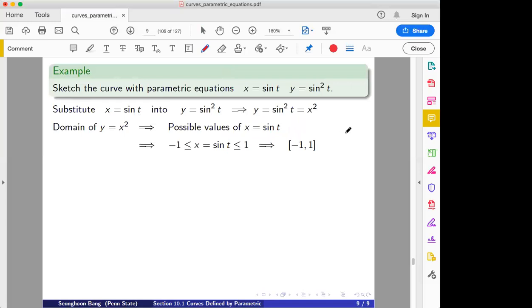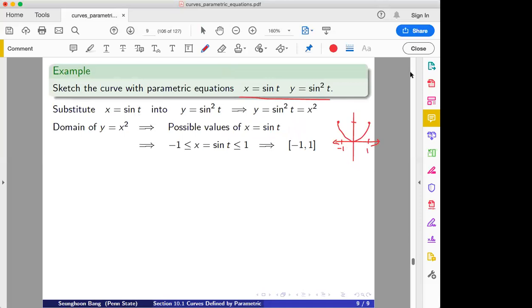-1 to 1. So you can sketch the graph. What happens? The graph is, yes, a parabola. But the domain is what? -1 to 1. Only here. That's it. Only this part. This part is exactly the parametric curve of x equals sine of t, y equals sine squared of t.